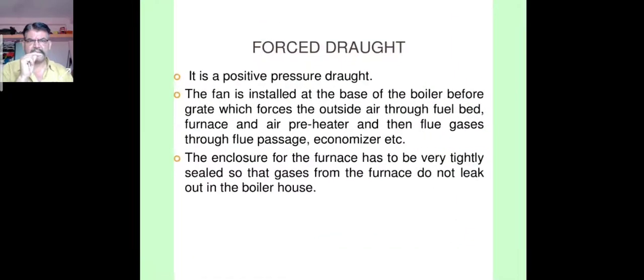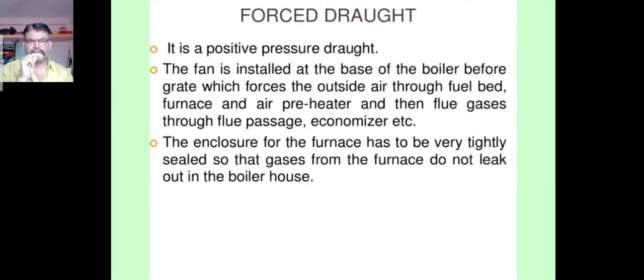The next one is forced draught. Forced draught is a positive pressure draught. The fan is installed at the base of the boiler before the grate, which forces the outside air through the fuel bed, furnace and air preheater, and then the flue gases through the flue passage, economizer, etc. The enclosure for the furnace has to be very tightly sealed so that the gases from the furnace do not leak out into the boiler house.